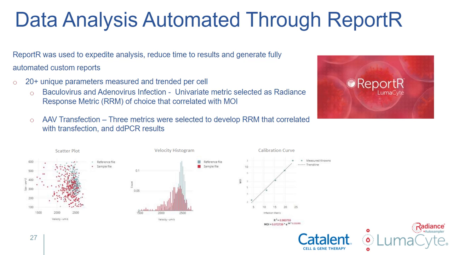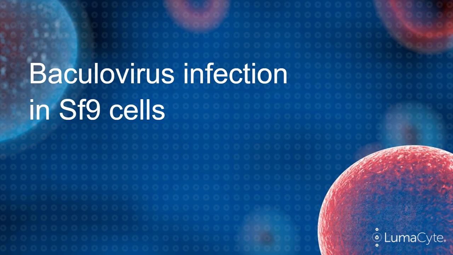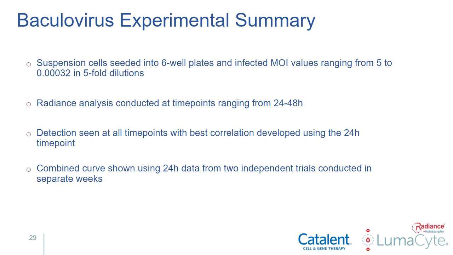And in addition to this, the reporter also gives scatter plots, velocity histograms, and calibration curves, which correlate the infection metric with MOI as shown below. So I'll go on to explain the first experiment we did, which is the baculovirus infection in SF9 cells.